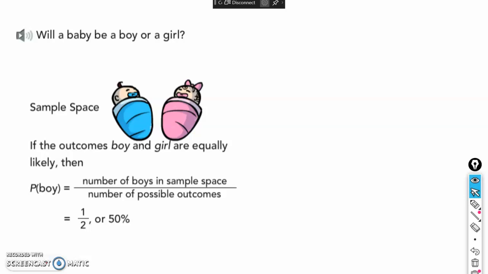Will a baby be a boy or a girl? Well, if we're looking at this, we have 2 possible outcomes with our sample space. If the outcomes boy and girl are equally likely, then boy would be 1 out of 2 or 50%. When writing our probability, we can write it as both a fraction and a percent.